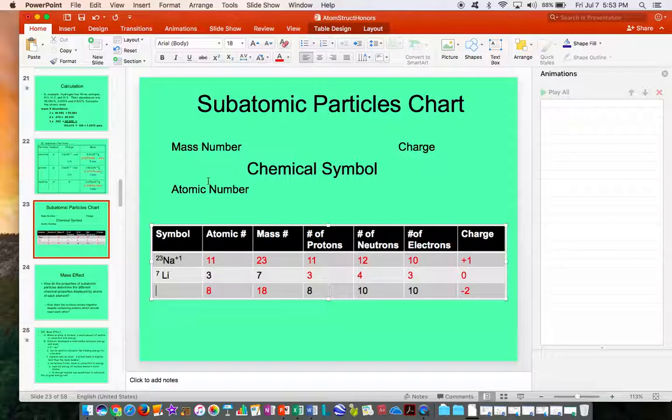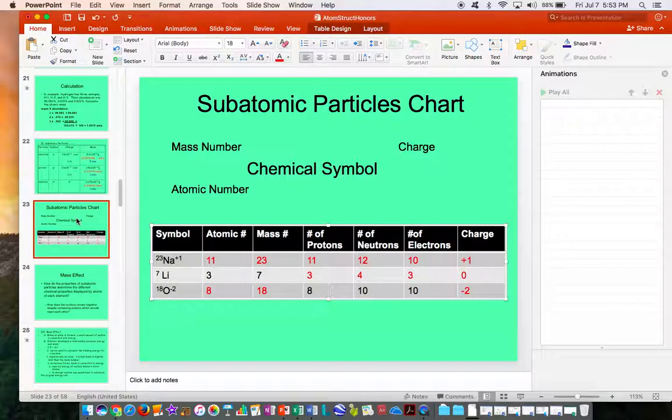If I look to the periodic table, this element is going to be oxygen. It's got a mass number of 18. We know the element is oxygen, and then we know the charge here is -2. So that's how you'll do these types of subatomic particle problems.